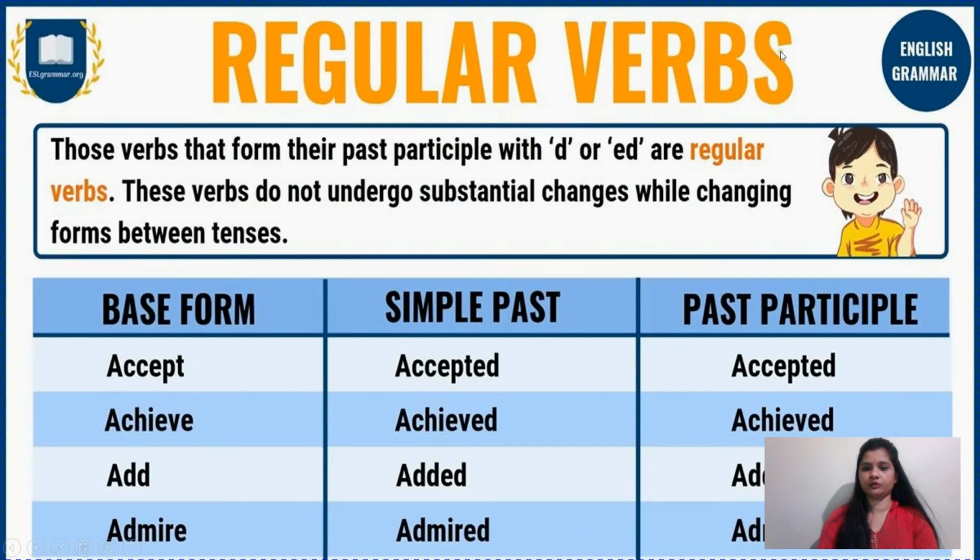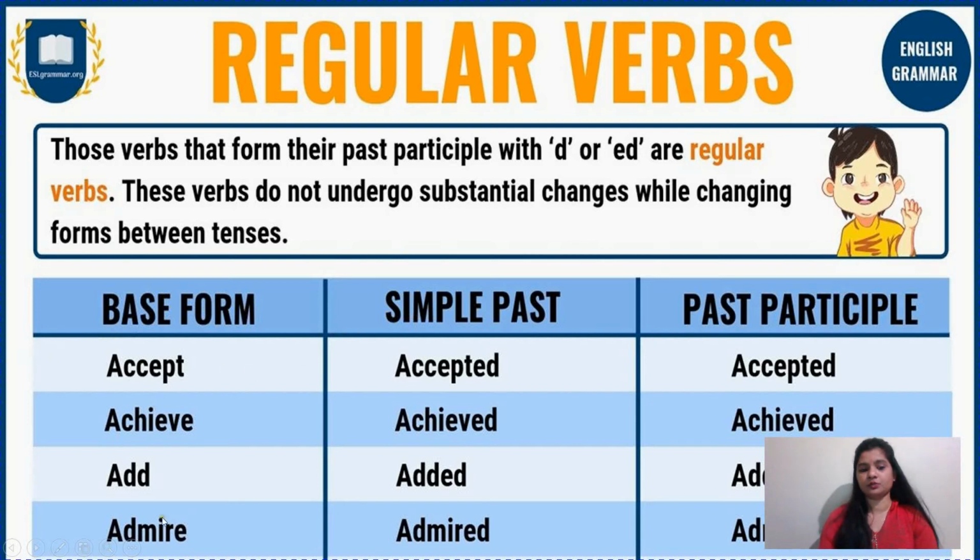Now see children, regular verbs. We have already done this in grammar, but it is just a revision for you. Those verbs that form their past participle with D or ED are regular verbs. These verbs do not undergo substantial changes while changing forms. Children, we will learn 3 forms of verbs here. Base form means present tense, or root form, you can also say, simple past and past participle.